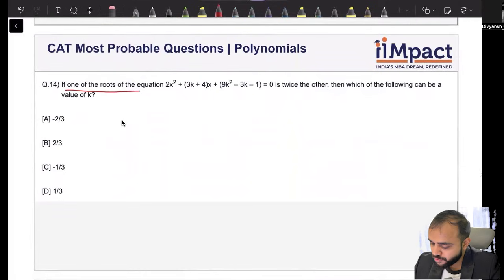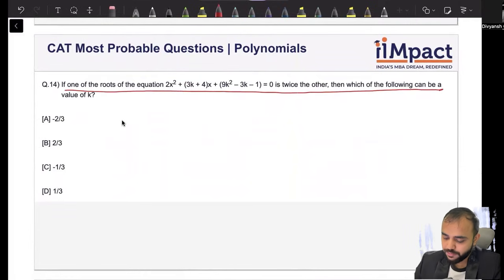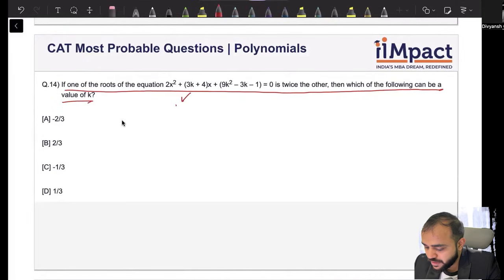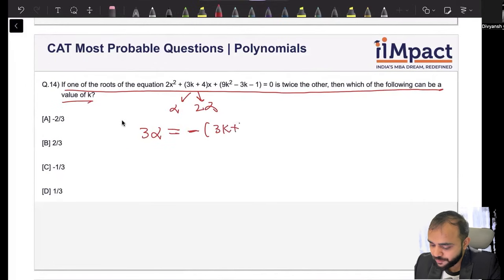If one of the roots of the equation is twice the other, then which of the following can be the value of k? So let's say one root is alpha, the other root is 2 alpha, which means that alpha plus 2 alpha is 3 alpha, which is given to me as minus 3k plus 4 by 2. Product of the roots will be alpha into 2 alpha, that is 2 alpha square, which is given to me as c by a, which is 9k square minus 3k minus 1 divided by 2.